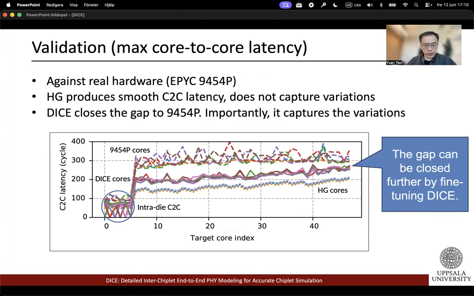Actually, this gap could be closed further by fine-tuning DICE parameters for the exact processor and the exact packaging technology. But even with default parameters based on industry practice and public information, DICE already gives a much closer match than a fixed-latency model.